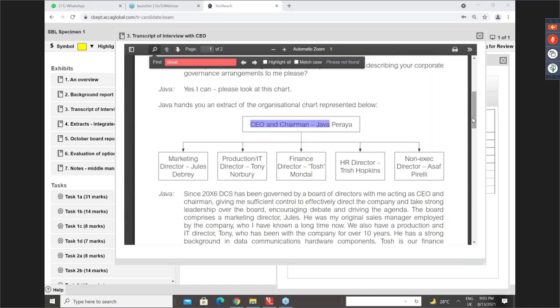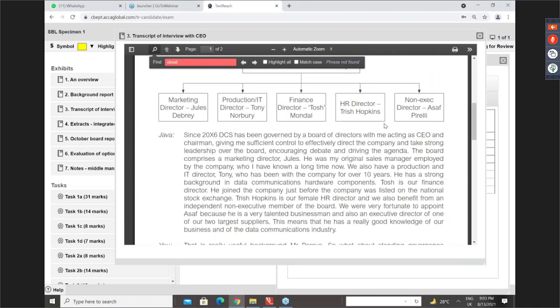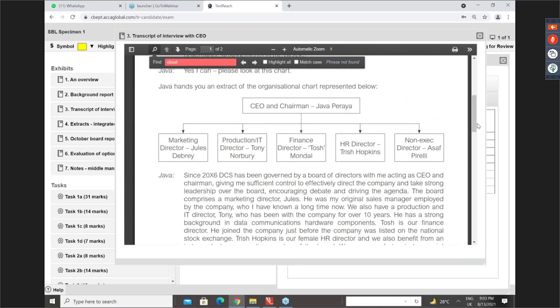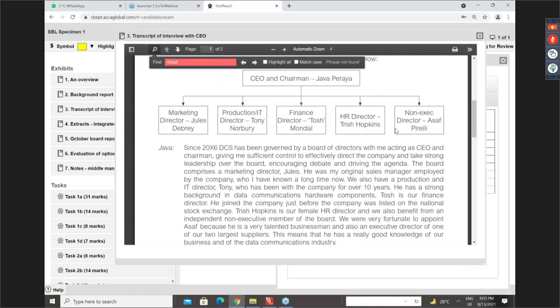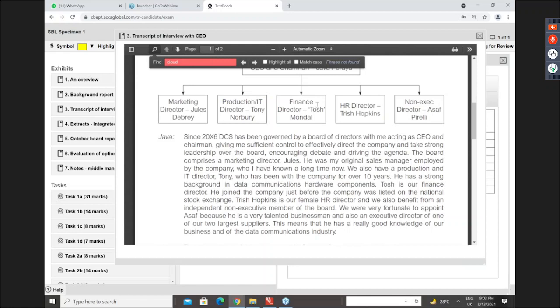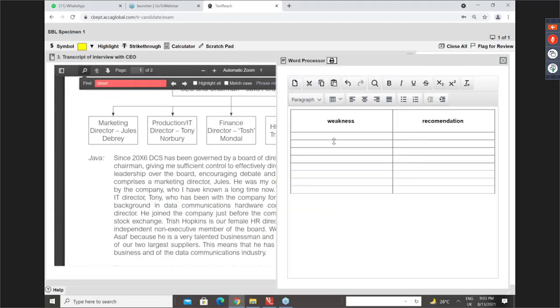How many NEDs do they have? So how many total directors do they have? Java, 1, 2, 3, 4, 5. So there are a total of 6 directors, out of which only one is non-executive. Wow. Very good. How can we draft it? The main thing is, how do you sell this point? How do you present this point?